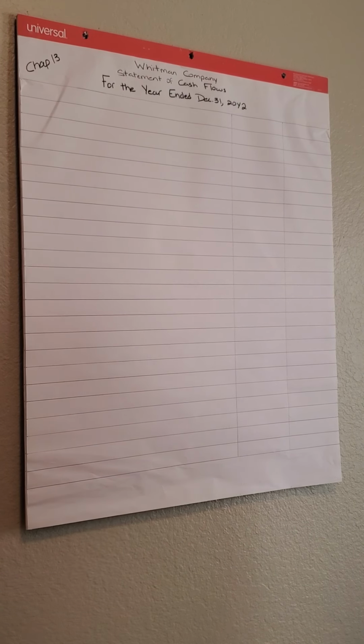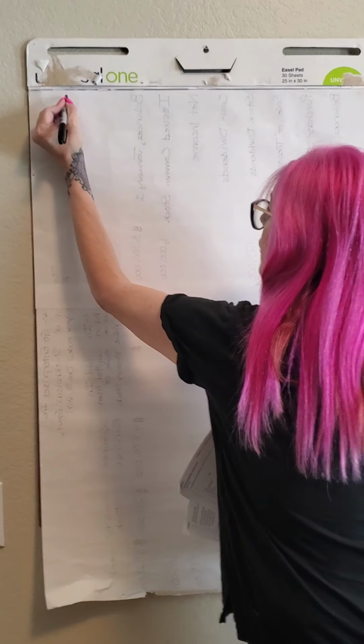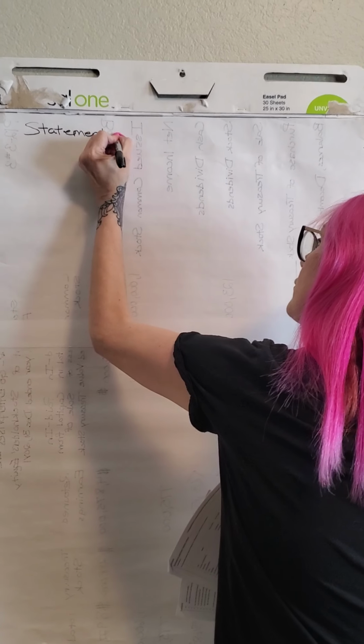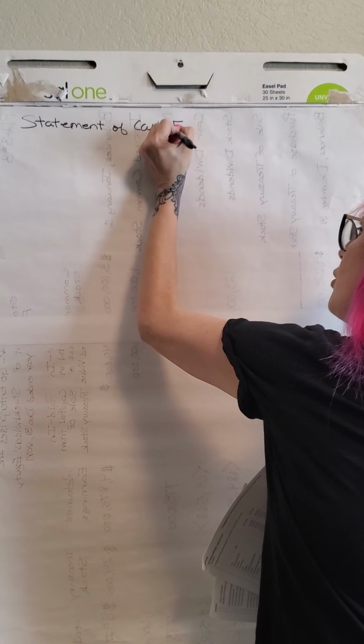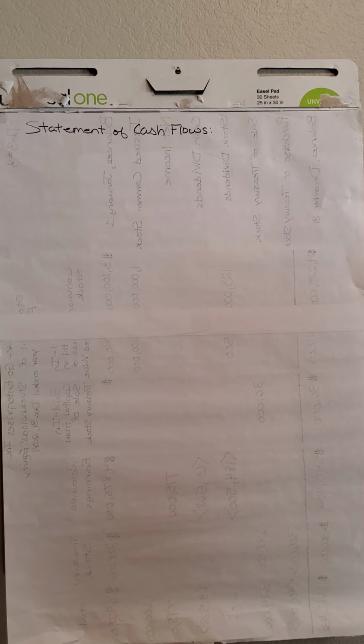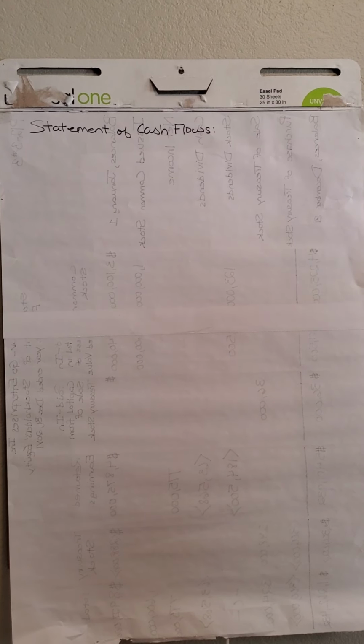So just as a quick review, the whole purpose of the statement of cash flows is to reconcile the impacts to the cash account during the accounting cycle. All of our other financial statements are using accrual basis accounting. The statement of cash flows, we're going to convert that back over so we can look at the impacts on the cash accounts during the period.